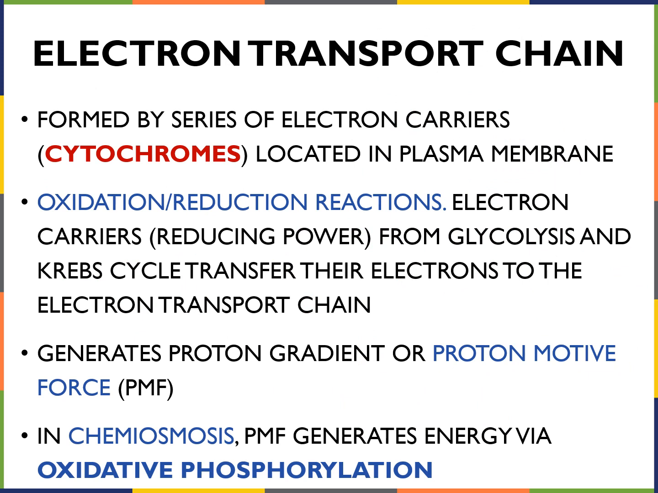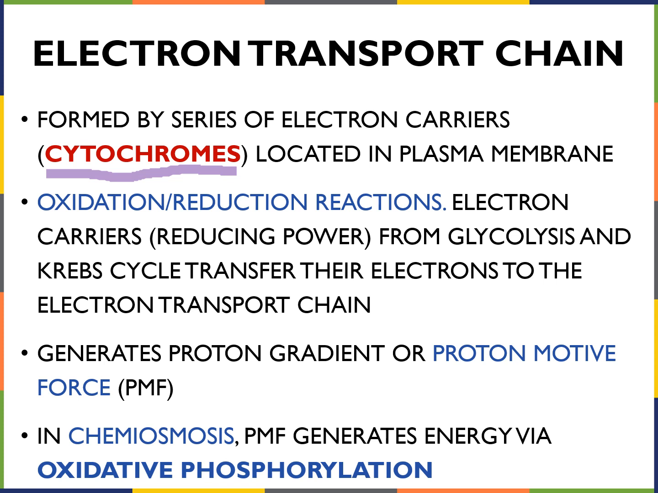Okay, the third and final process is the electron transport chain. It's called the electron transport chain because it is literally a chain. Okay? It is formed by something known as cytochromes. You will see this on the next slide. Cytochromes, for the most part, are proteins, and this is what forms the electron transport chain.